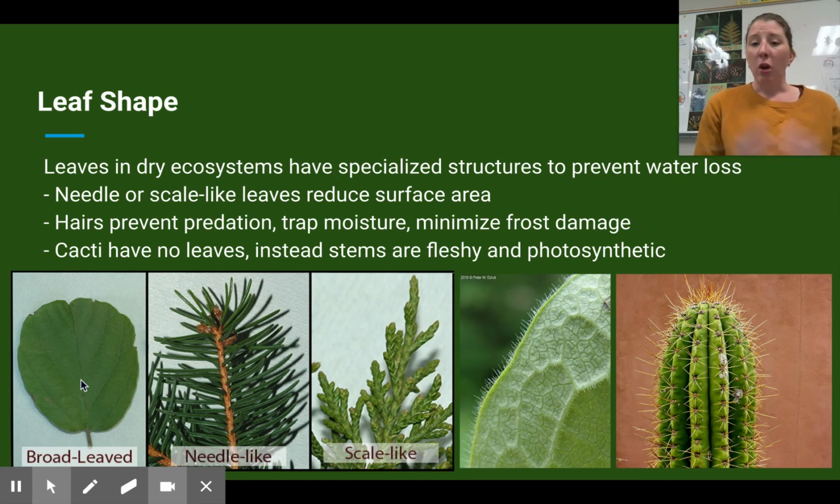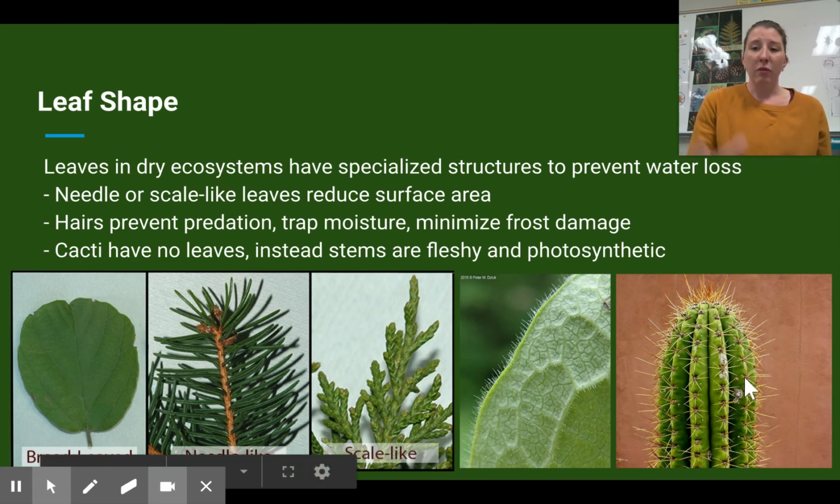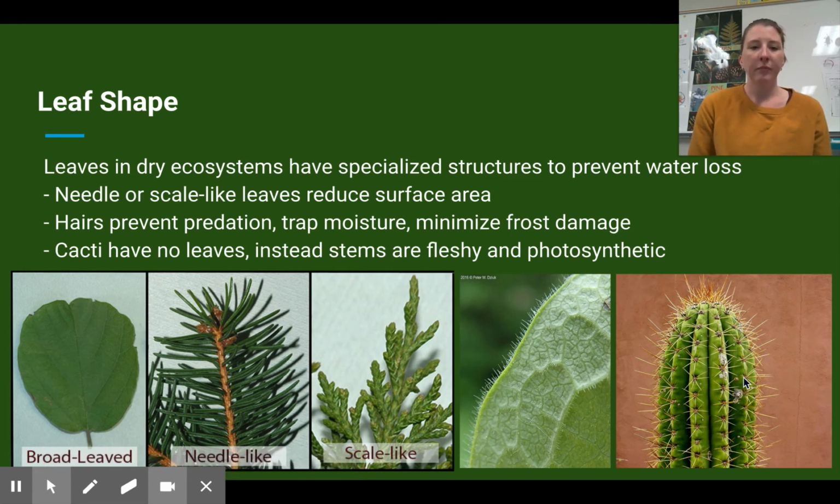So typically broad-leafed plants do better in moist environments. As the environment gets drier, water is less available. We see leaves narrowing to needles or spines, or taking on, like the cactus, a form that's actually sort of fused together so that it can have water storage capabilities as well.